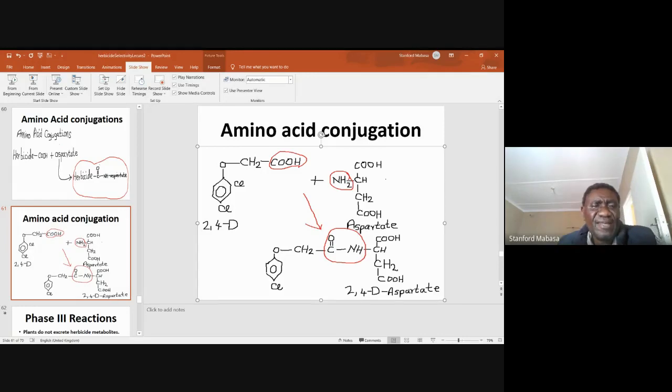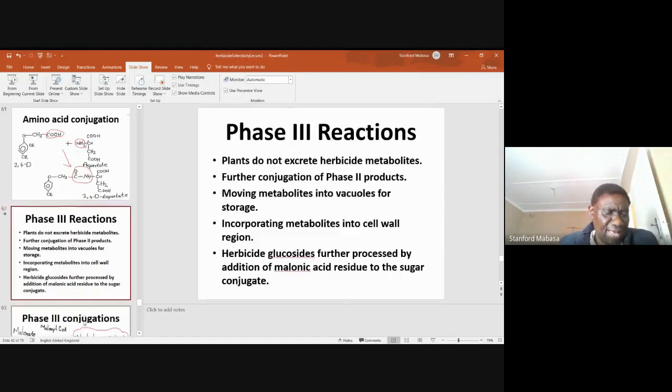Then we move to the last phase, which is phase 3 reactions. Remember, plants do not excrete herbicide metabolites like what animals do. After ingesting a pesticide, the pesticide can be excreted via urine or sweat. But with the plants, these metabolites are stored in vacuoles.